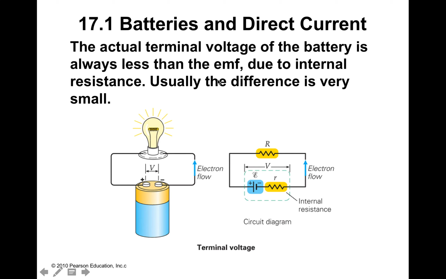Now, the actual terminal voltage, okay, I always get ahead of the slides, is always less than the EMF due to the internal resistance. Usually the difference is very, very small. So I've got this internal resistance here. I've got my 12 volt battery, but the overall V is going to be like 11.6. And I'm going to write that out mathematically for you here in a minute. In fact, right now.